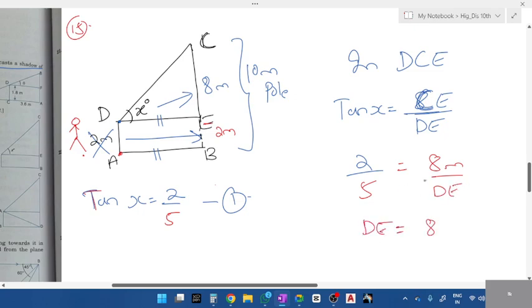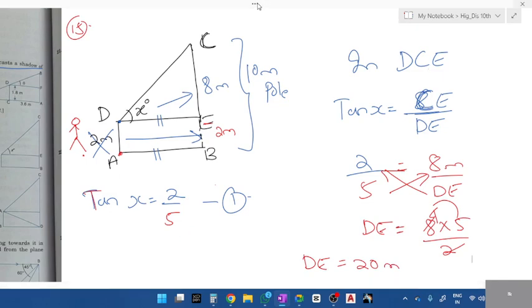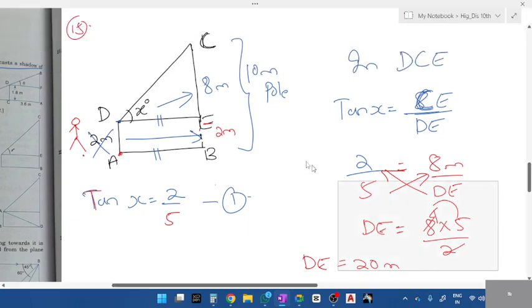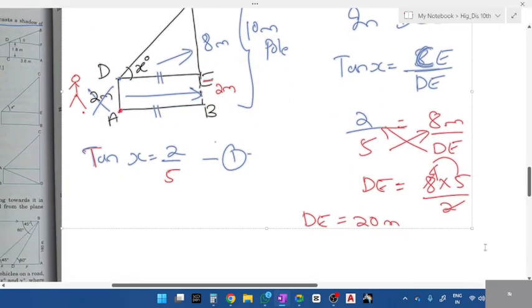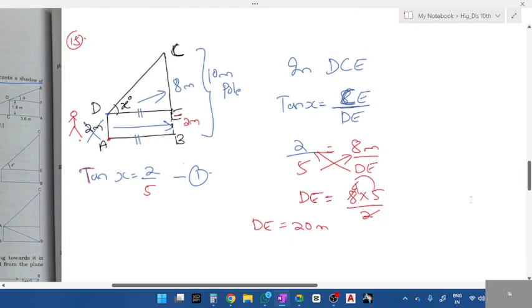What's the answer? If you cross multiply, 8 into 5 divided by 2. 2 fours are 8, so what's the answer, students? DE is equal to how many meters? 20 meters. If DE is 20 meters, what about AB? Property of rectangle: opposite sides are equal. AB is also 20 meters. Yes, completed. So AB is equal to DE, which is equal to 20 meters. This is the answer.